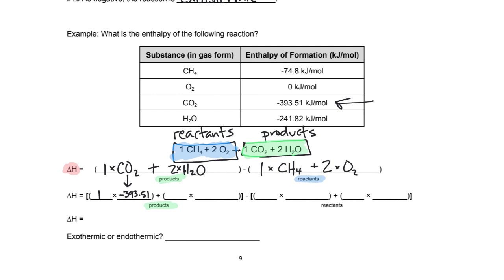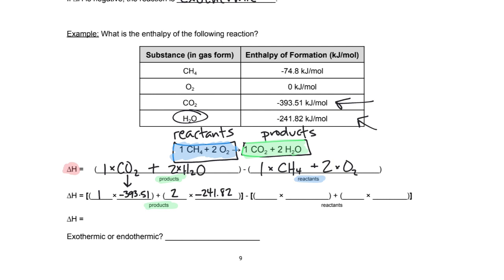And then I've got to do my water product. For water, I've got 2 of those, 2 H2Os, and I'm going to have to use this line here for H2O. H2O is formed using negative 241.82 kilojoules per mole. So I'm multiplying that by my number of moles to get my total for H2O. Okay, so that's my product side.